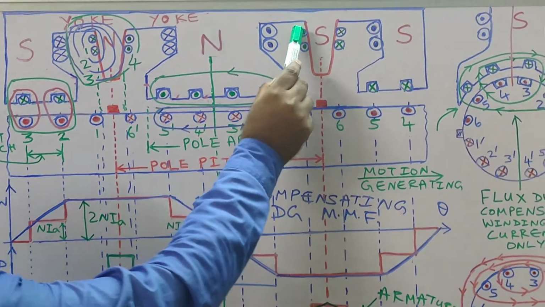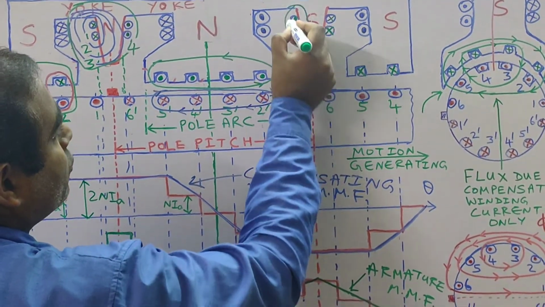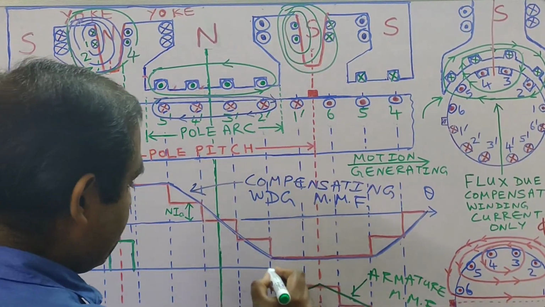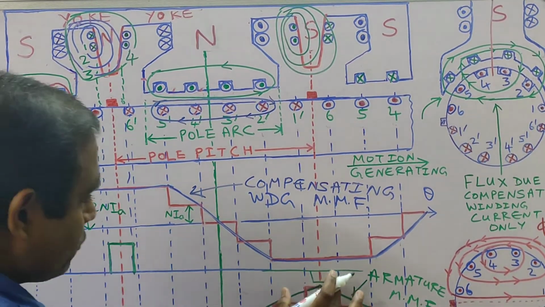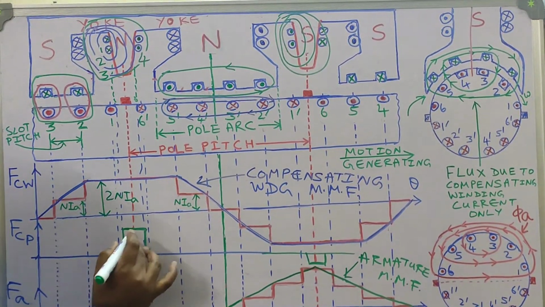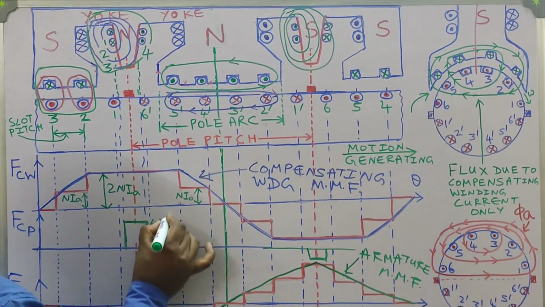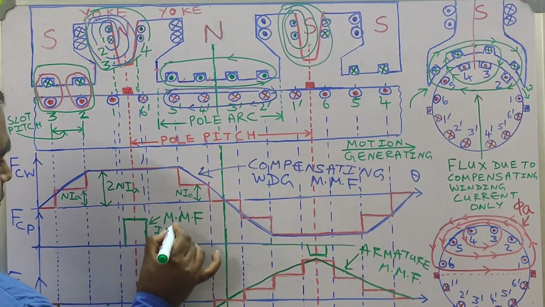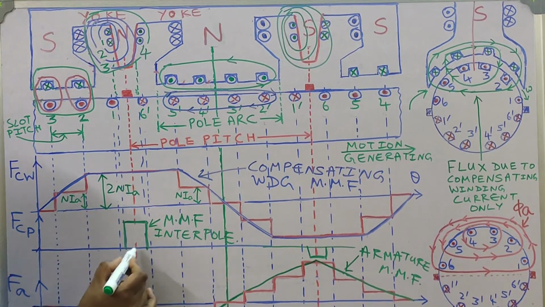Obviously for the south pole, you will first enclose which current? You will first enclose dot current, and dot current is negative. So in this south pole case, you will find an MMF which has a negative polarity like this, which is not indicated here due to lack of space, but it will have a negative polarity. So this is the MMF due to interpole.